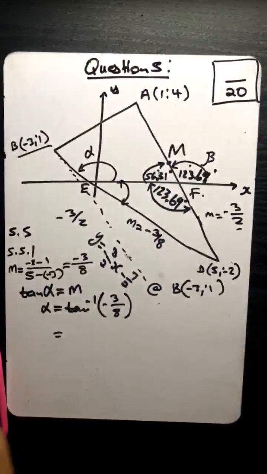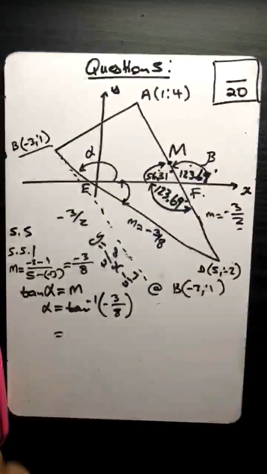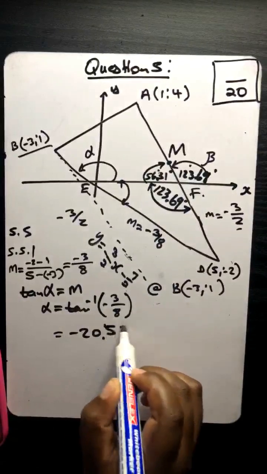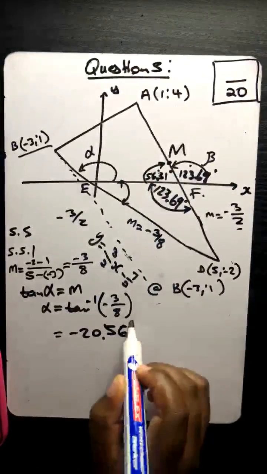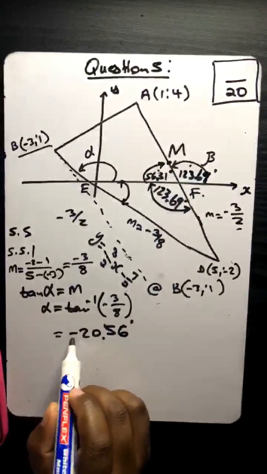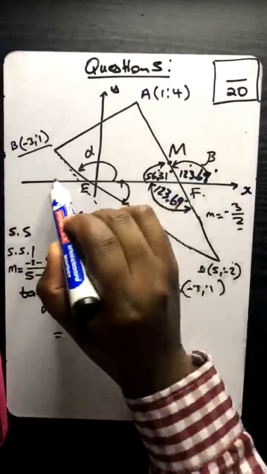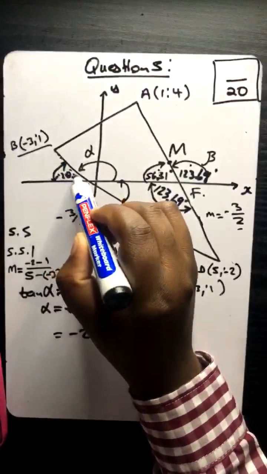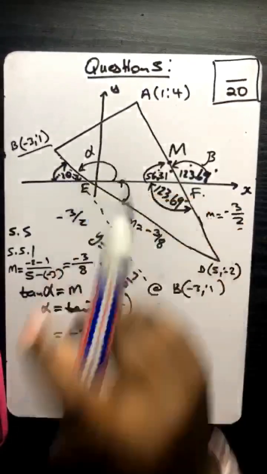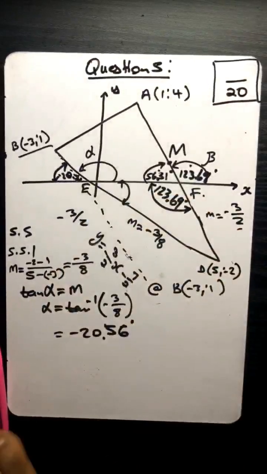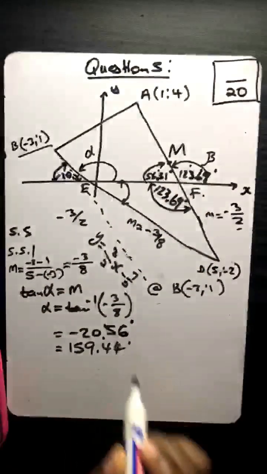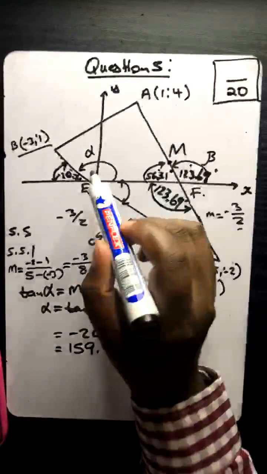The inverse function of tan of -3 over 8. This is what I'm getting: -20.56 degrees. Because of this negative, it means it's not the angle of inclination. It's this small angle here, which is 20.56. But the one that I want is this one. So let's say 180 minus that angle. We are getting 159.44 degrees, which is this angle.